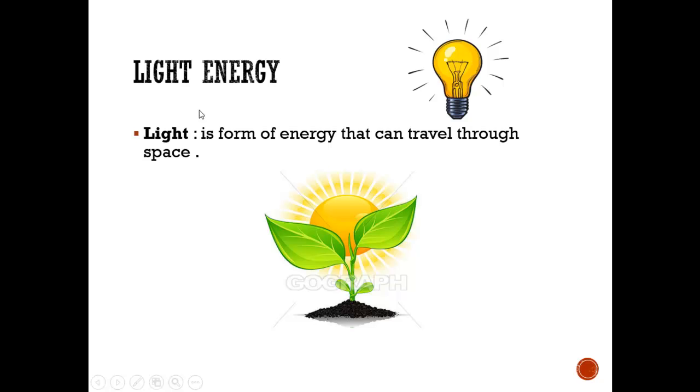Another form of energy is called light energy. Light energy is a form of energy that can travel through space. How can we know that light energy can travel through space? Our evidence: the sunlight travels from the sun through space to the earth. Everything needs light. We need light to see, and also plants need light to get food through the photosynthesis process.